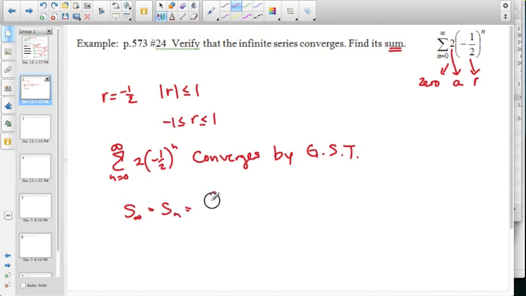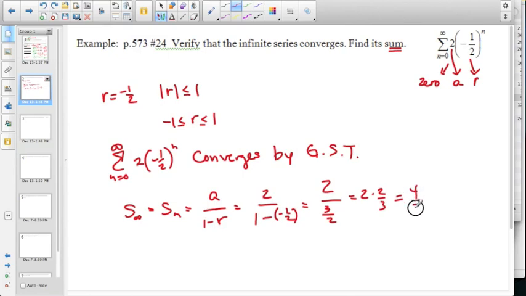To find that sum, we can just substitute the values into that equation for the sum. And that's why I said it's important to note that this has to start at 0 in order to find a sum. We have to know that we're dealing with the first term being 2, and subsequent terms being multiplied by -1/2. So the first term is 2, and r is -1/2, so that looks like 2 over 1 plus 1/2, which is 2 over 3/2, which is 2 times 2 over 3, so the sum here is 4/3.